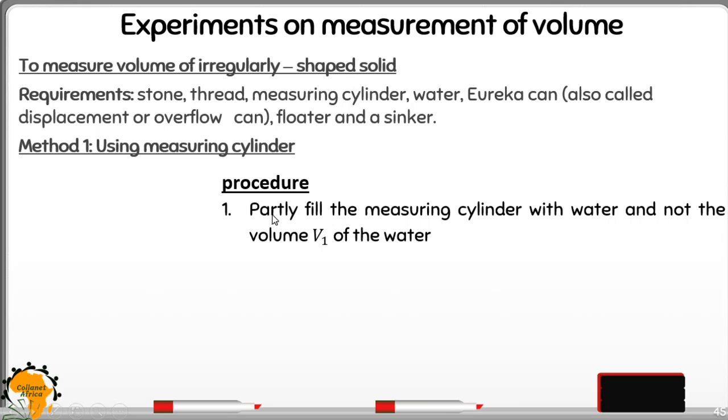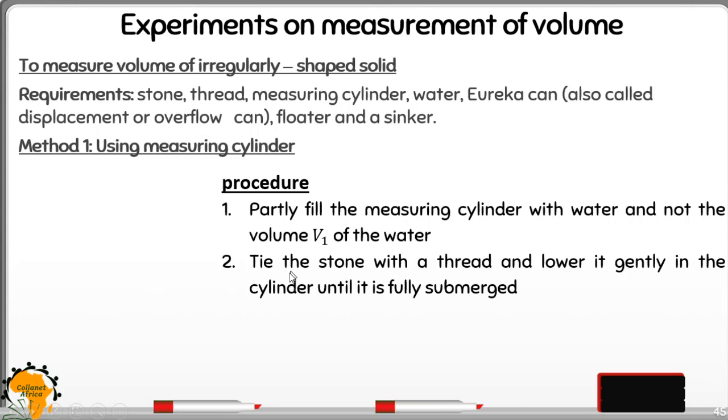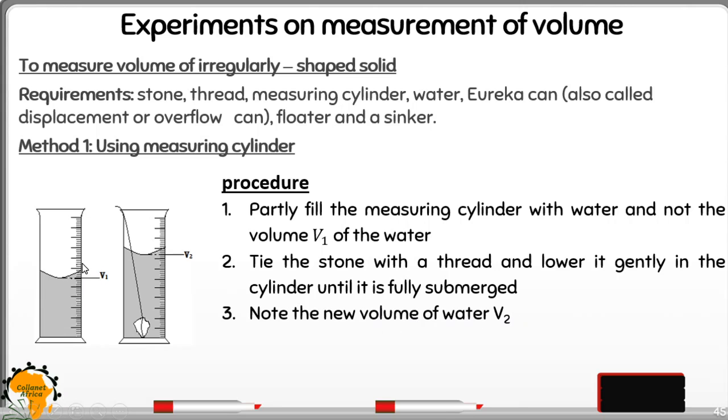Procedure. We are supposed to partly fill the measuring cylinder with water and note that volume to be V1. Then tie the stone with a thread and lower it gently in the cylinder until it is fully covered by water, or fully submerged. Then note the new volume. You call it V2.